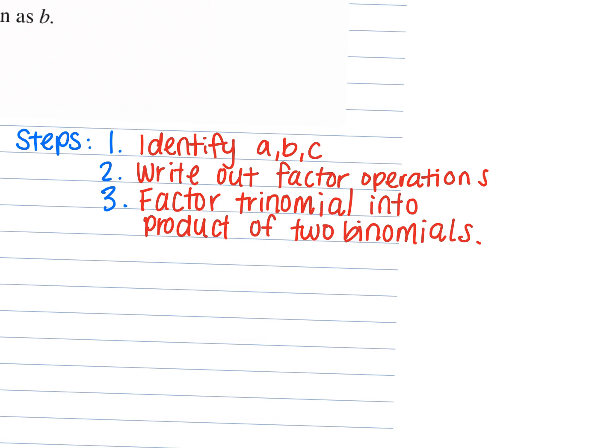You have to identify what your A is, what your B is, and what your C is. You have to write out the factor operations and then factor the trinomial into the product of 2 binomials. Some of you are already shaking your heads like, what does any of this mean? That means you have the wrong mindset. I know these are complicated words, and they seem like complicated steps, but you haven't even seen me do an example, so keep an open mind. Are you guys ready? Growth mindset. Thank you, AJ.